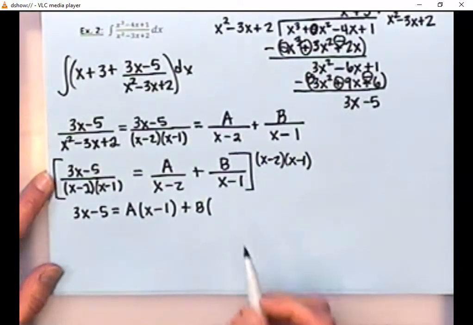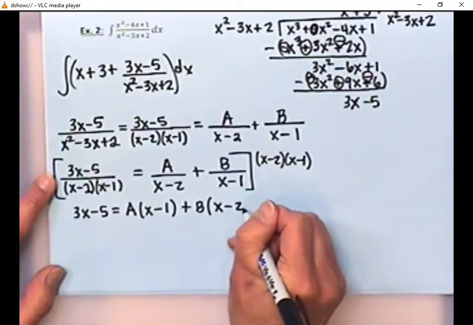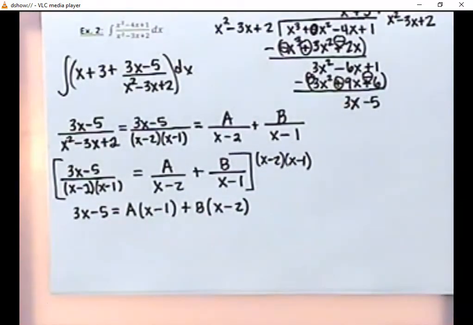X minus 2, because x minus 1 cancels, right? Okay. So clear the fractions. Multiply by a common denominator, and that will cancel all the denominators. Okay, now we're going to solve for a and b.